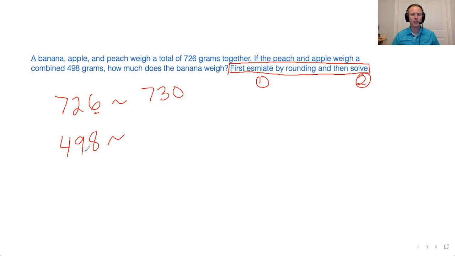Same thing with 498. I'm rounding to the nearest 10, so I look over here at the ones place, and if that is 5 or above, I round up, and it is. So I round up to the nearest 10, which in this case happens to be 500. Again, if I start at 498, I count up to the next 10 I get to that ends in 0. Anything that ends in 0 is 500. So now I have my rounding done.